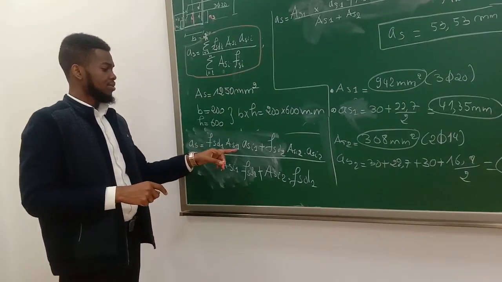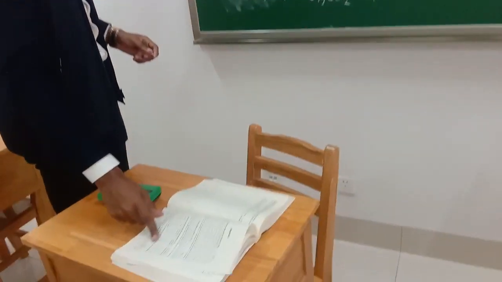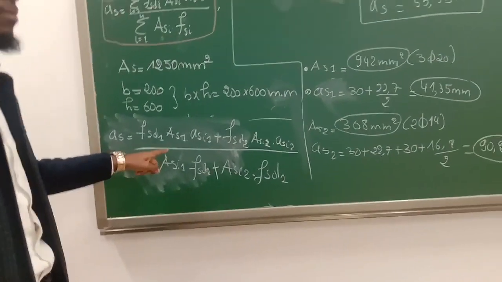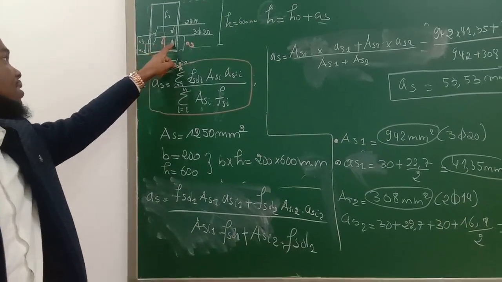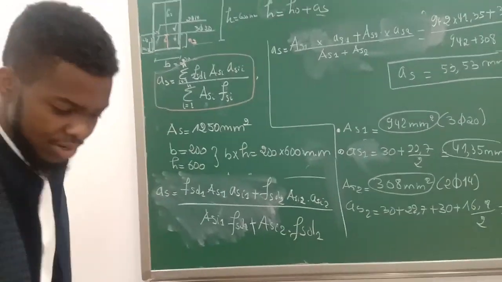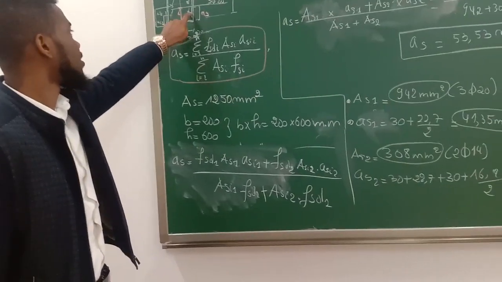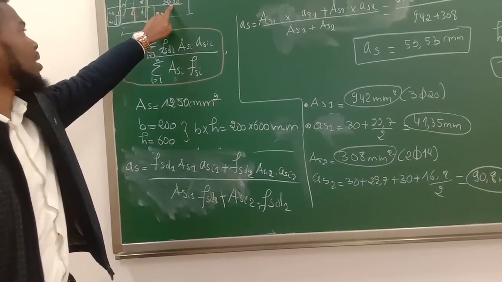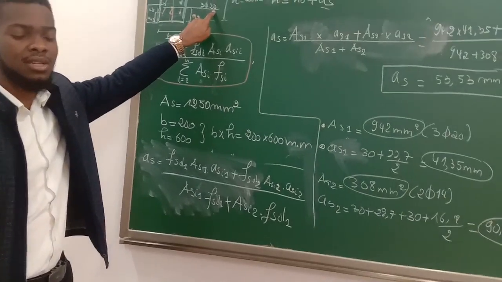So As1, what is As1? We also find it in the book. It is the area of reinforcement in units per meter, the area of reinforcement for the first layer. When we come here, we find that the kind of steel we use for the first is three diameter 20. This is the type of steel we have to use.